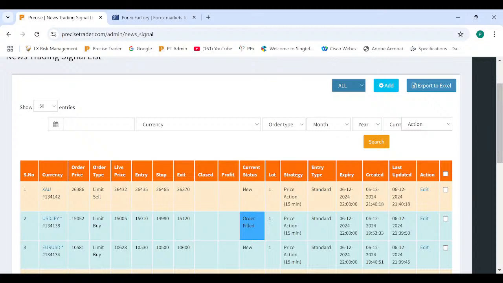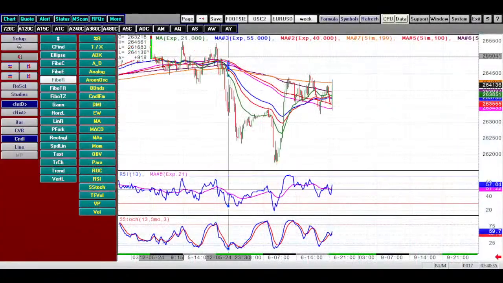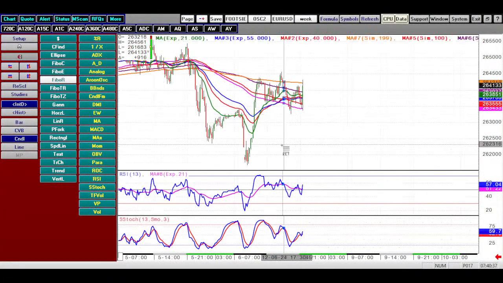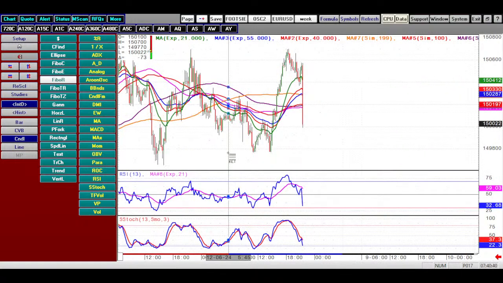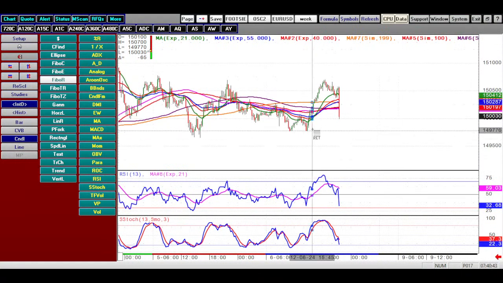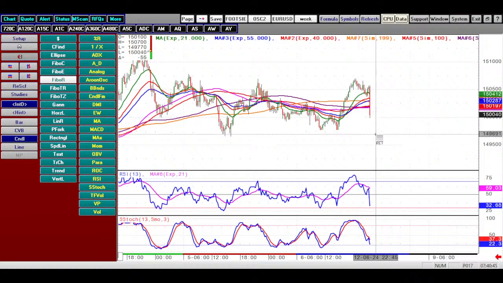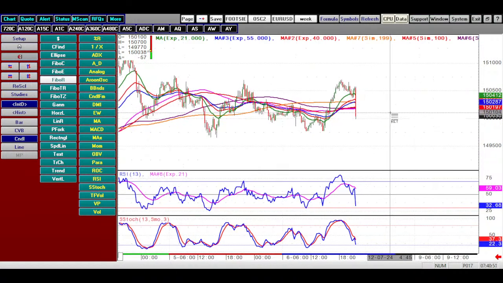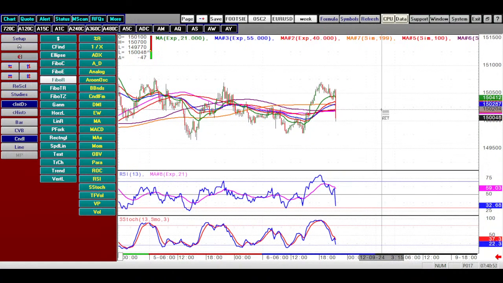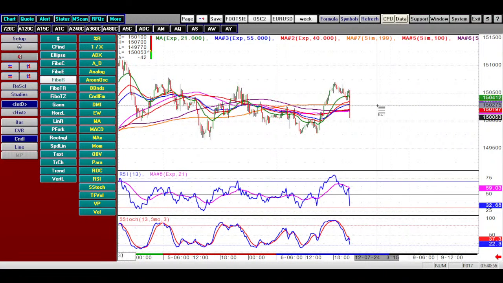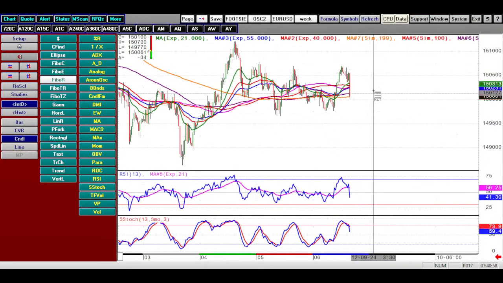So, okay, let's go back and see the chart. So this weakness, we are expecting this weakness to last for another 5 more minutes. If it lasts longer than that, then definitely we are wrong. Then probably we may get stopped out on this.